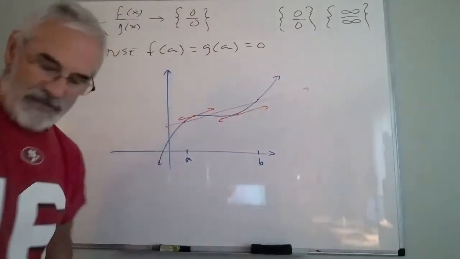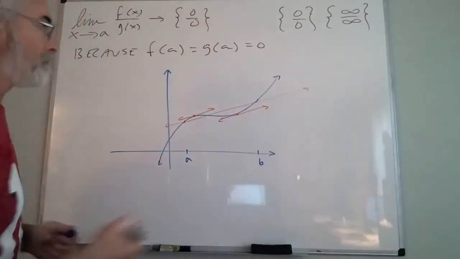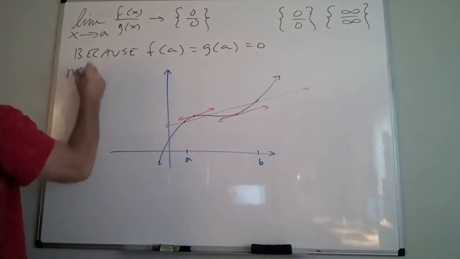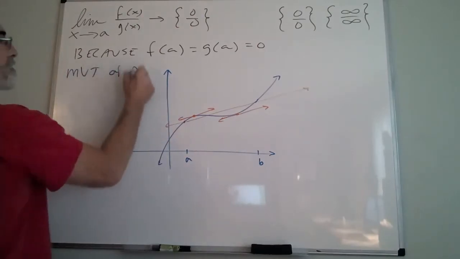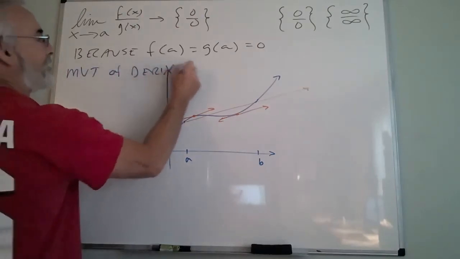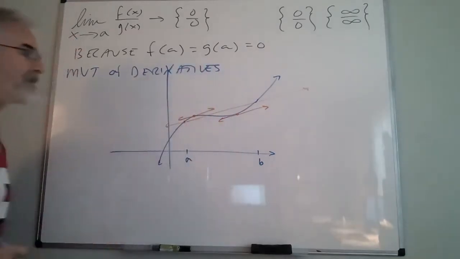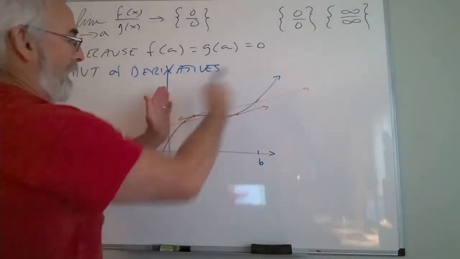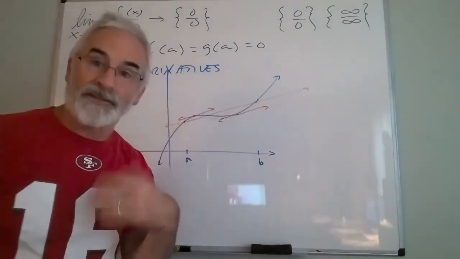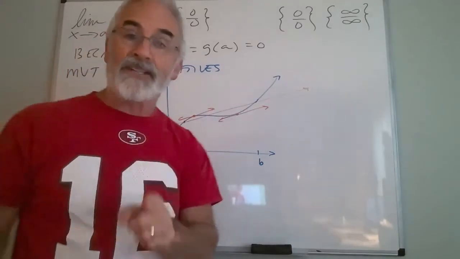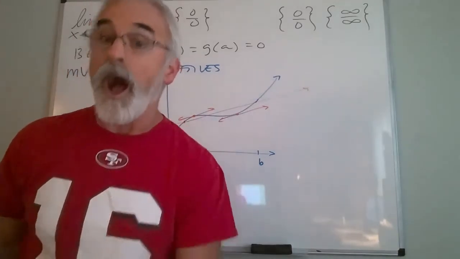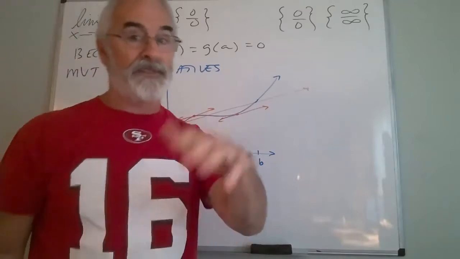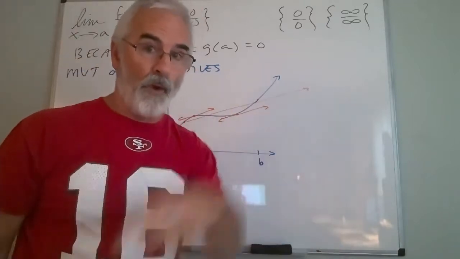So we have something in calc one called the mean value theorem of derivatives. There's also a mean value theorem of antiderivatives. That's completely different. The mean value theorem of derivatives says really simply, if I have a function, first of all, I have to be continuous. There can't be any breaks or any holes. Secondly, it actually has to be differentiable. That means I can't have cusps and corners, no weird things.